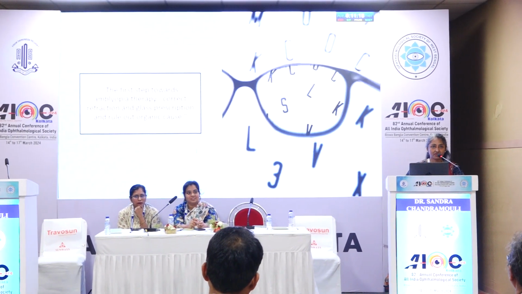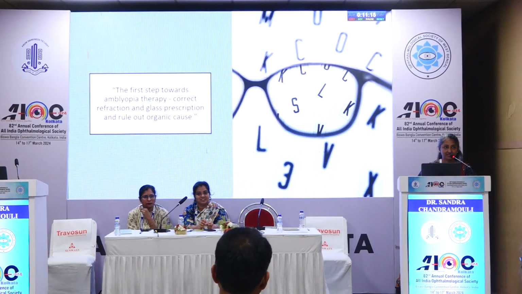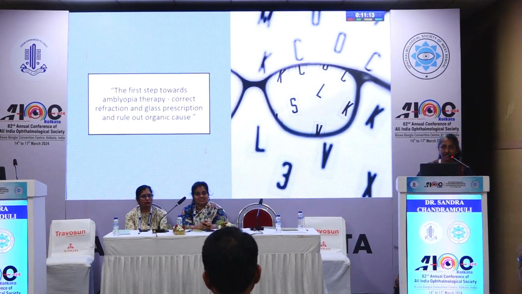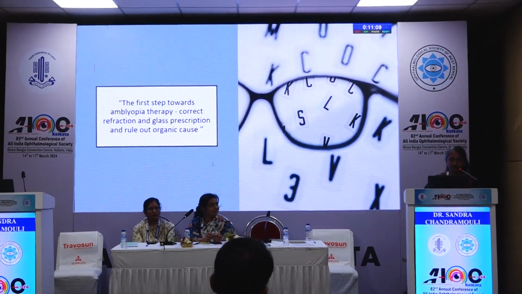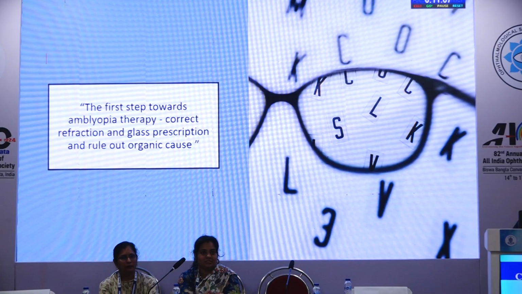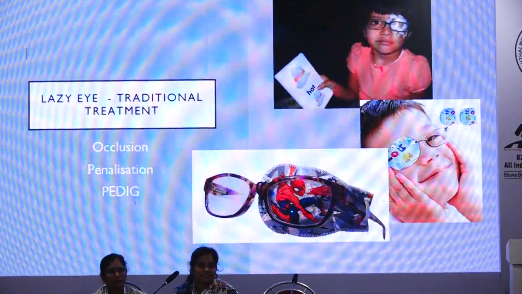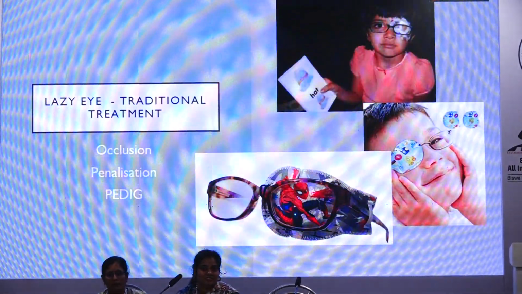Definitely, before you start any amblyopia therapy, the first thing that you should make sure of is the refraction and glass prescription. Unless this is done, none of the amblyopia therapies will work. This is extremely important because there are many times when we have a wrong refraction and we think it's amblyopia. It takes a lot to get the correct visual acuity in a child. Unless you have a lot of experience, you may go wrong in the refraction and glass prescription.